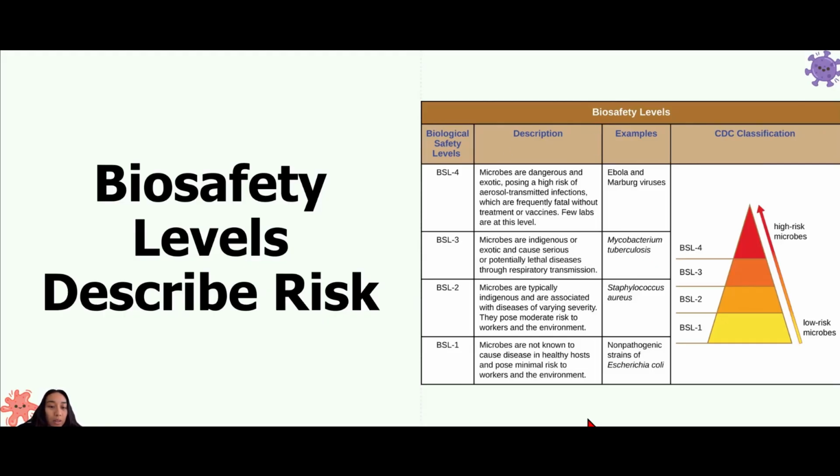So those are the biosafety levels. If you are working in a university level microbiology lab for a class, you're most likely going to be working with biosafety level 1 and maybe biosafety level 2, but your instructor would most likely give you extra precaution or tell you to use extra precaution if you're working with those microbes.